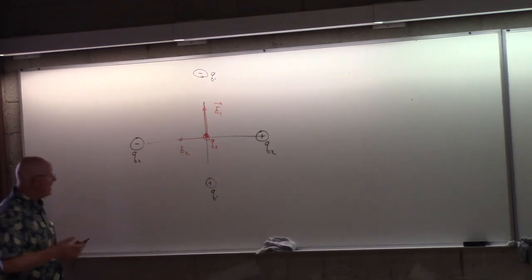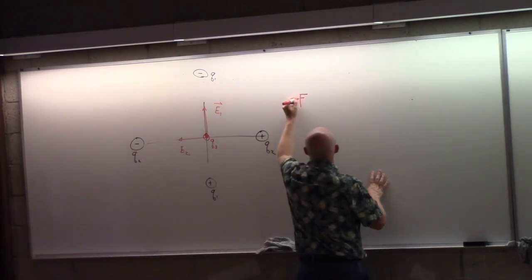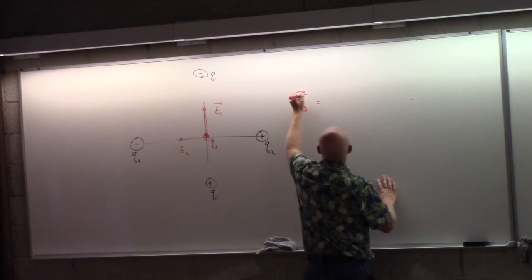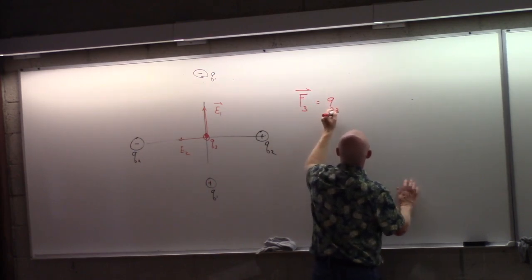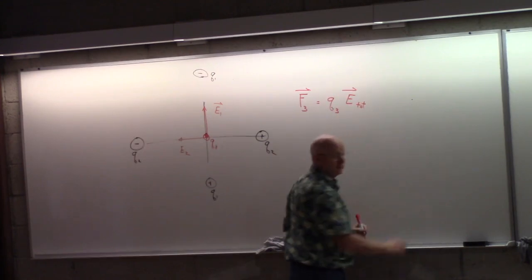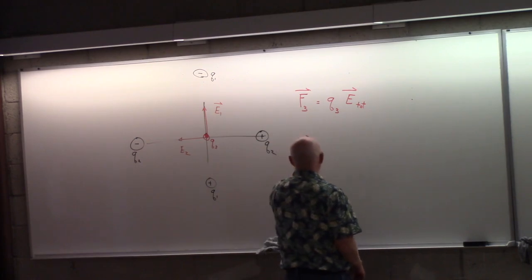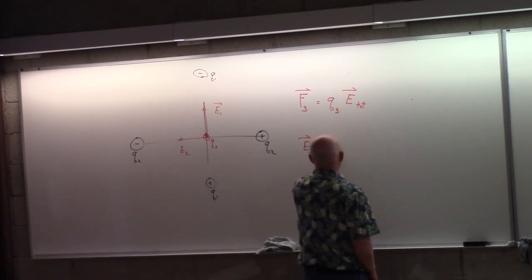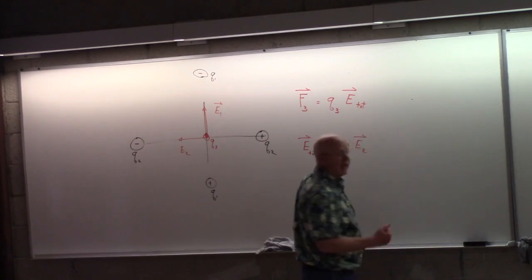I want to know what it is because here is what I probably want to find. What is the force on charge number 3? It would be equal to charge number 3 times the total field, where total field is the field from number 1 plus the field from number 2, and we have to add our vectors together.